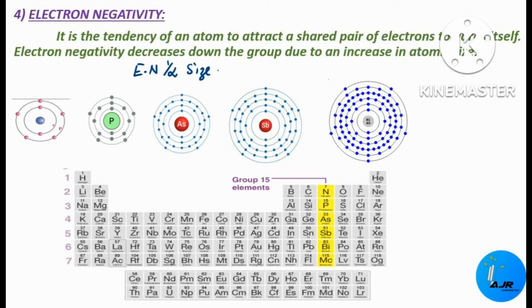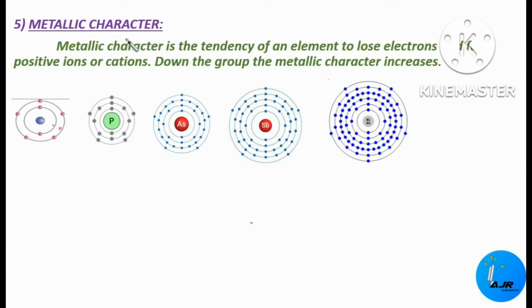So what is electronegativity? It is the tendency of an atom to attract a shared pair of electrons. Since the pulling capacity is decreasing, it attracts the pair of electrons less. So electronegativity decreases when you move from top to bottom. Understood, students? The next important property is metallic character.